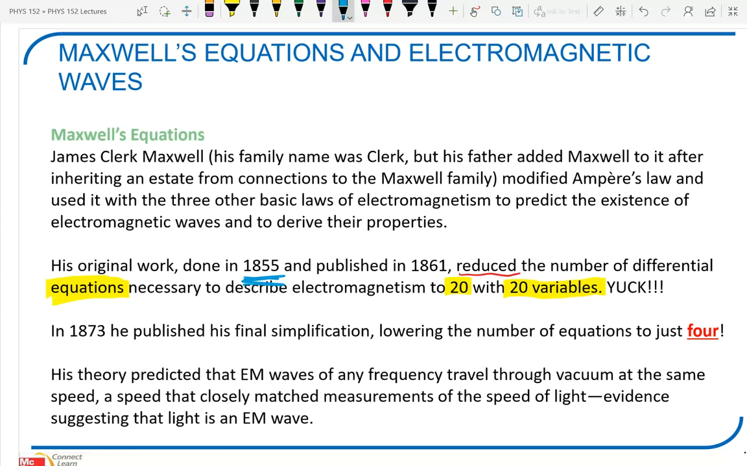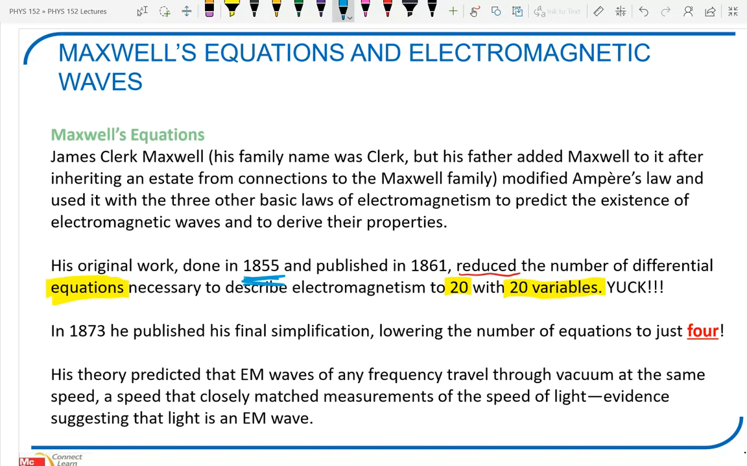So James Clerk Maxwell was looking at electricity and magnetism, and in his original work that he produced in 1855, he was able to take all of the different variables and calculations, equations that people had come up with for electricity and magnetism, and he was able to combine these down. Combine things that really were the same thing, looking at it from a different angle, and say, all we really need is these 20 equations and these 20 variables, and we can explain everything in electricity and magnetism.